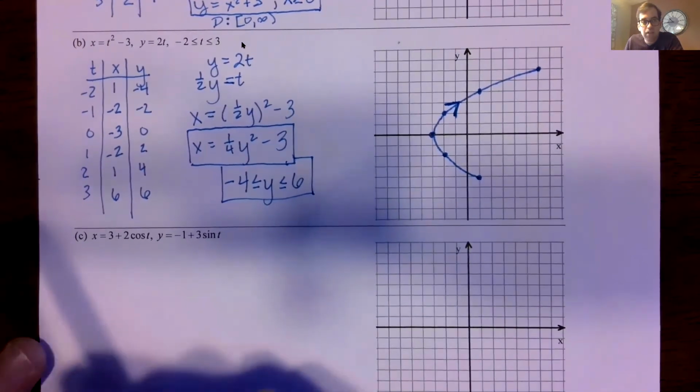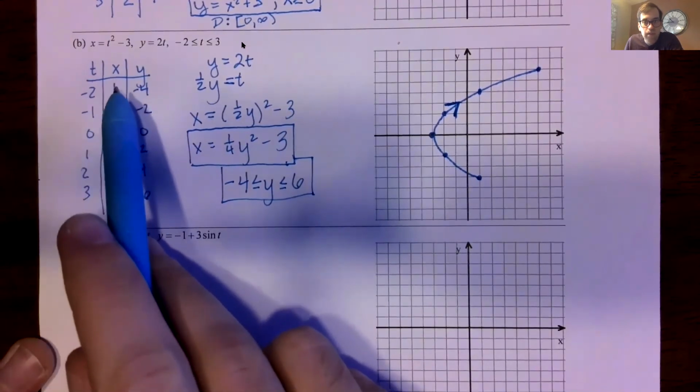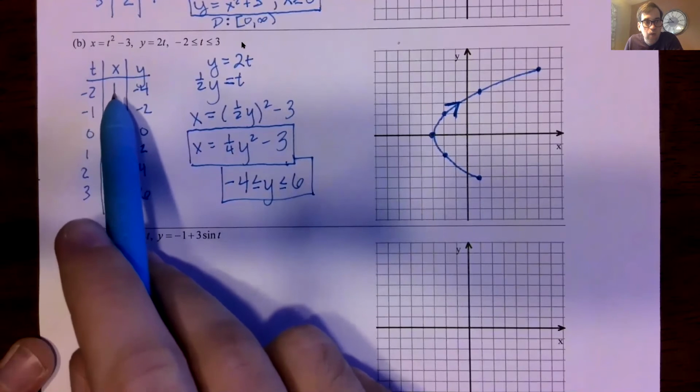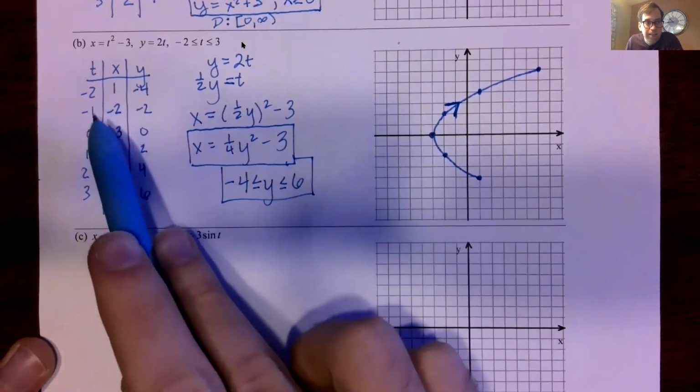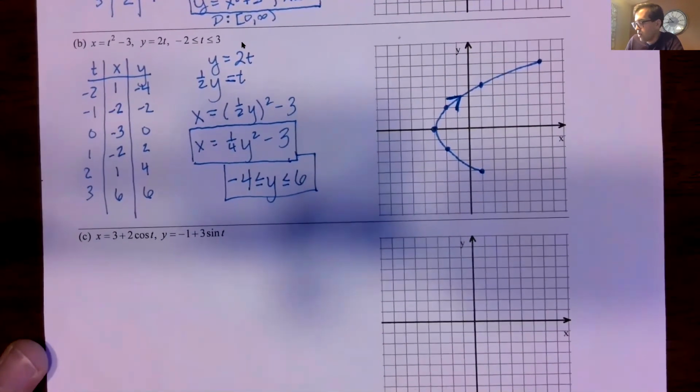But again, think of this as particle motion. So as time is -2, there's a particle sitting at (1, -4). And then as time goes by, it's moving along this curve until it gets to here. That's what's going on here, okay?